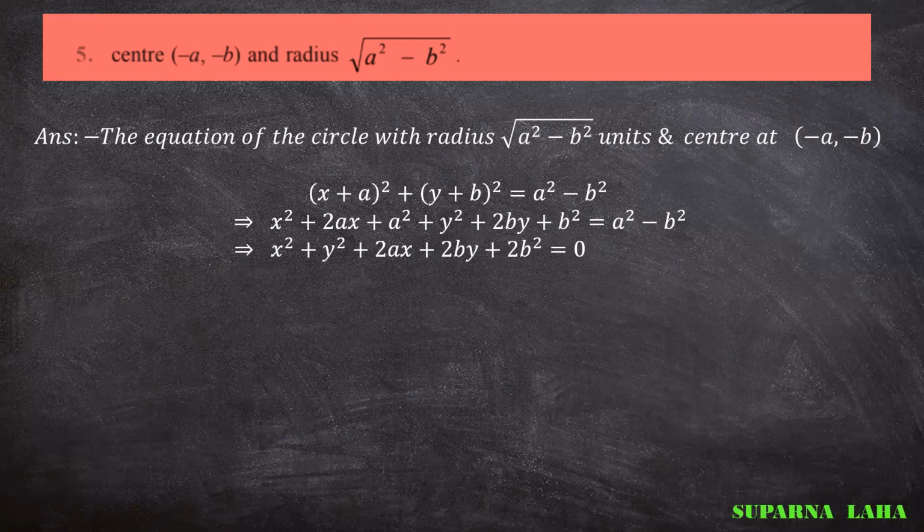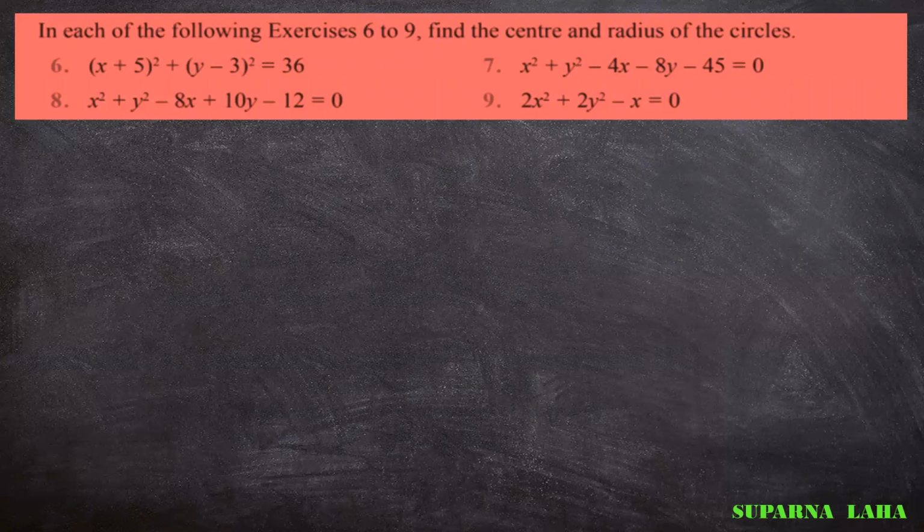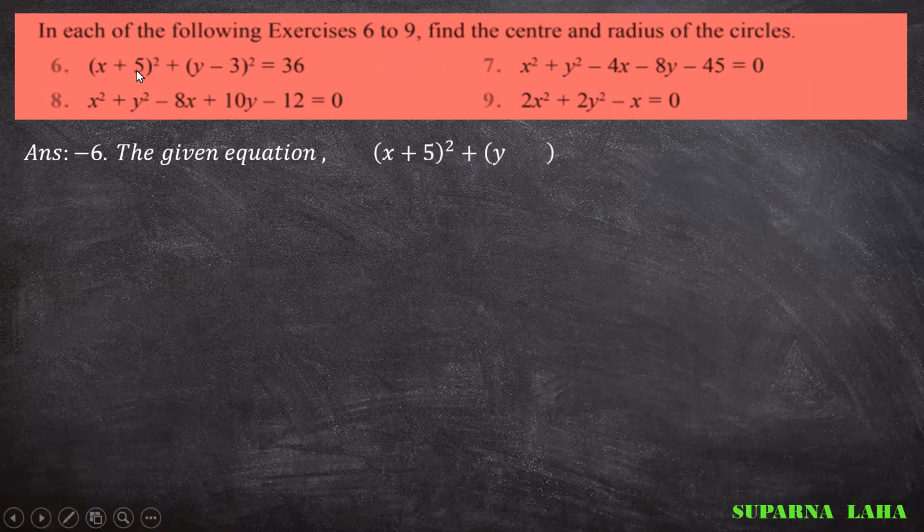So there are 5 questions where you need to find the equation of the circle. Okay. Now next portion is where some equations are given. You need to find its radius and the center. Now look at the first equation. This is the standard equation. So from here you can easily say that center is (minus 5, 3) and this is 36, means 6 square.